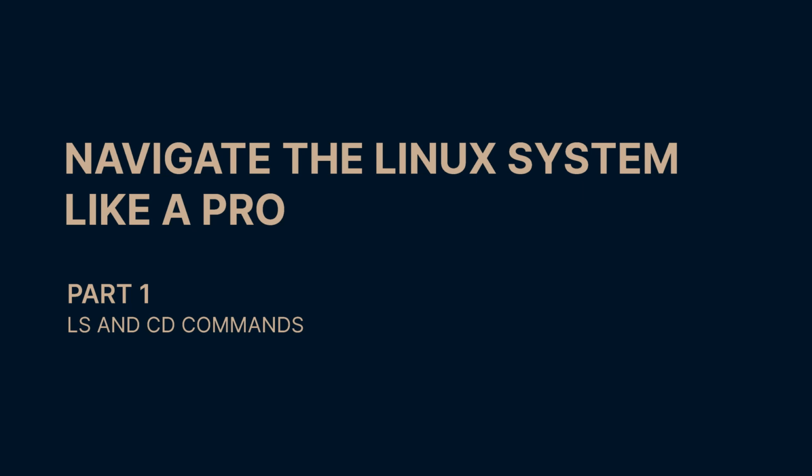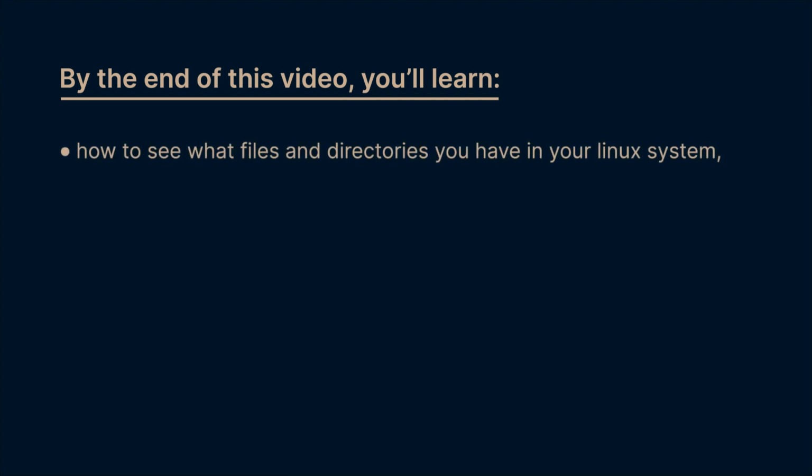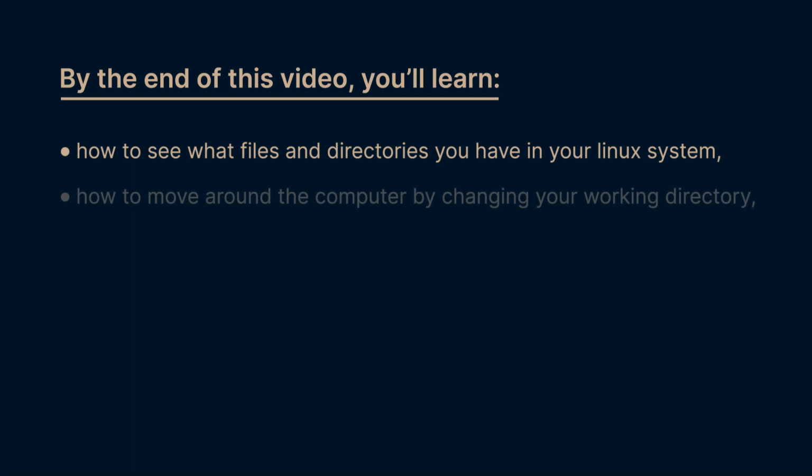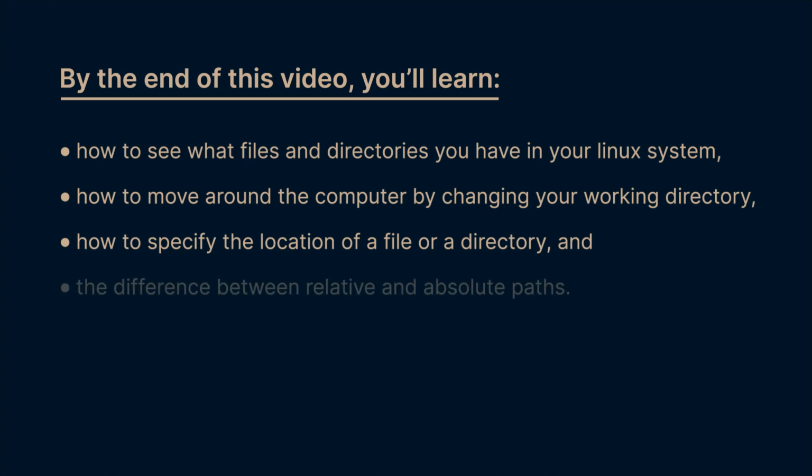This is the first video in the series, Navigate the Linux System like a Pro. At the end of this video, you learn how to see what files and directories you have in your Linux system, how to move around the computer by changing your working directory, how to specify the location of a file or a directory, and the difference between relative and absolute paths.